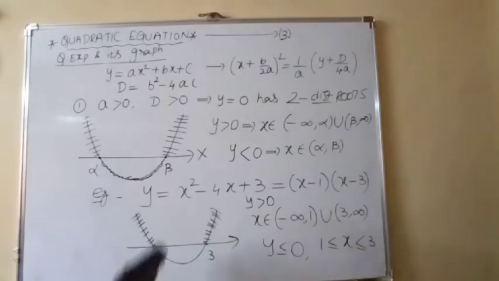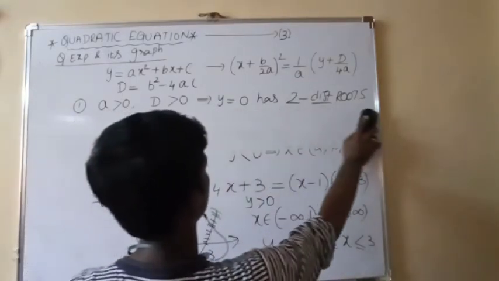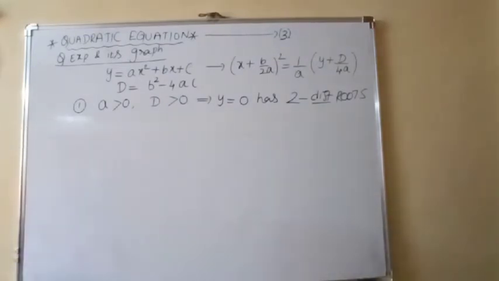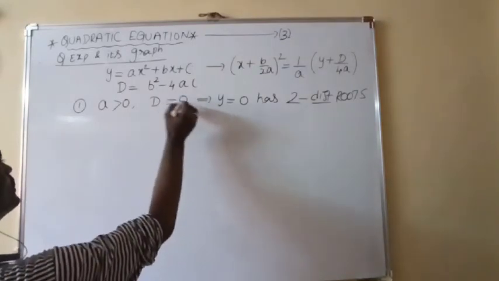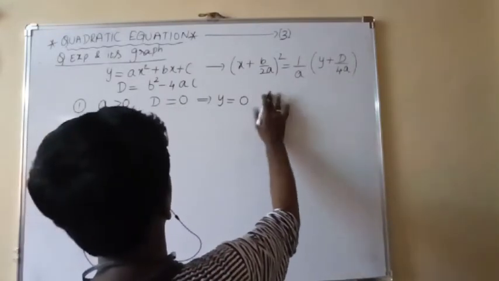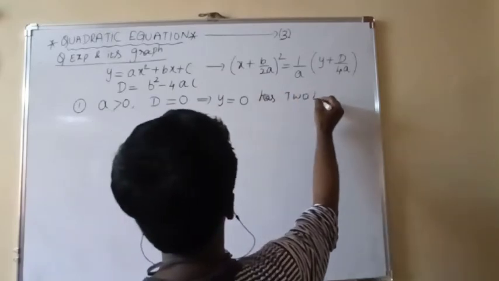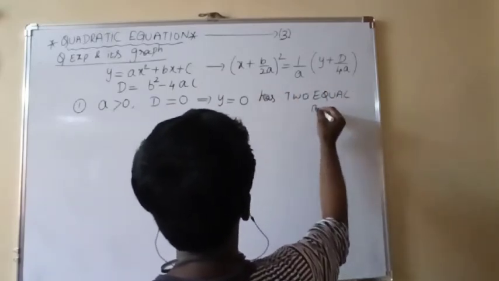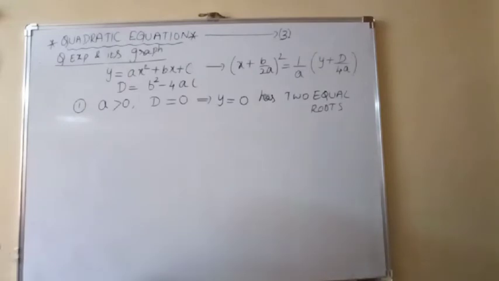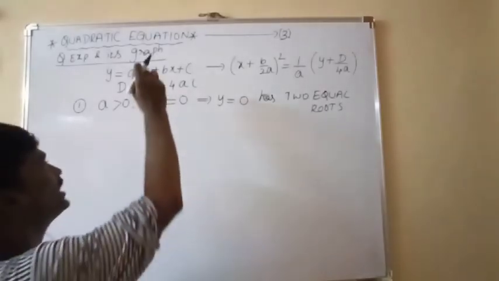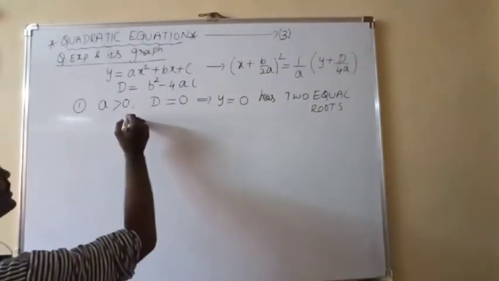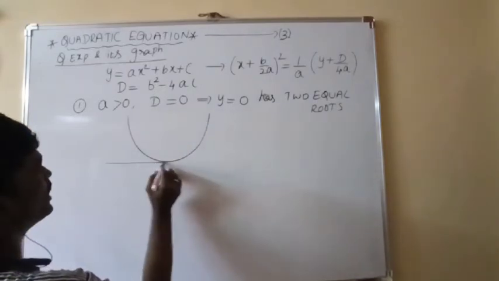Next, second case. When a is positive and d is equal to 0, then y is equal to 0 has two equal roots. So let those equal roots be alpha and alpha. Then automatically the x-axis becomes tangent to the curve at alpha. That means this parabola touches the x-axis at alpha.